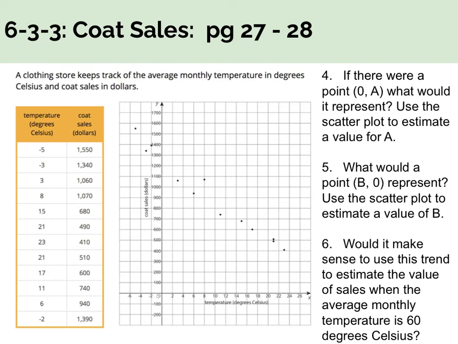Now let's go into number 4. If there were a point (0, A), what would it represent? Use the scatter plot to estimate the value for A. So think about what this actually means. If the temperature was about 0, because that's the x-value, what would be the amount of money that they would make? So let's go to 0 and come up here. If we follow the trend, or follow the data, I'm thinking it's going to be about $1,220.